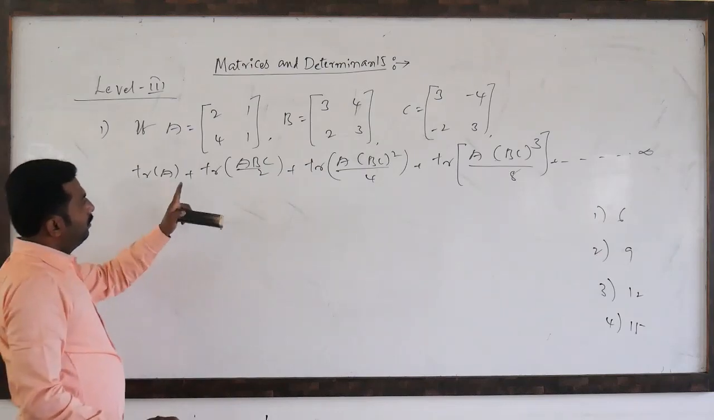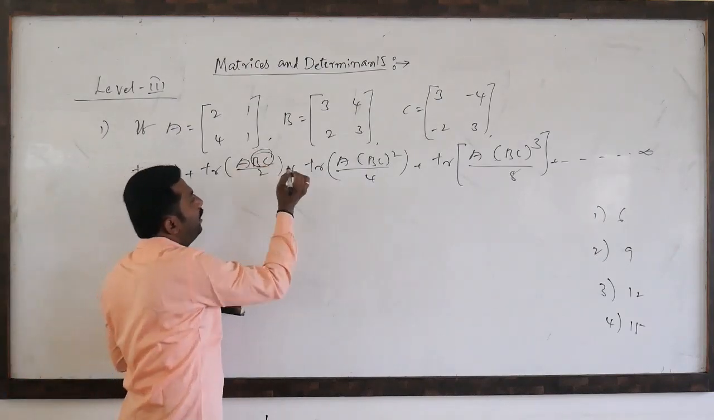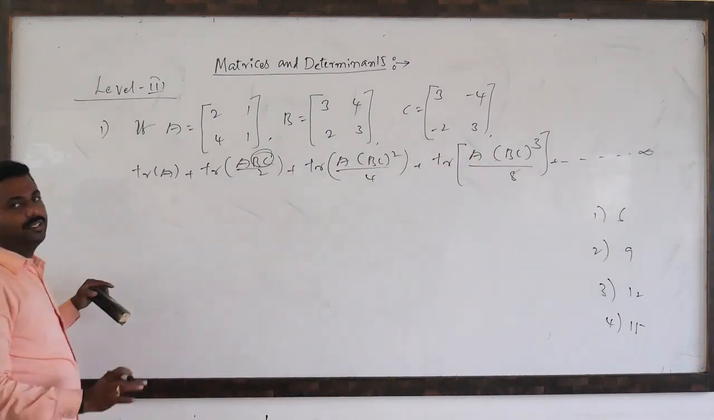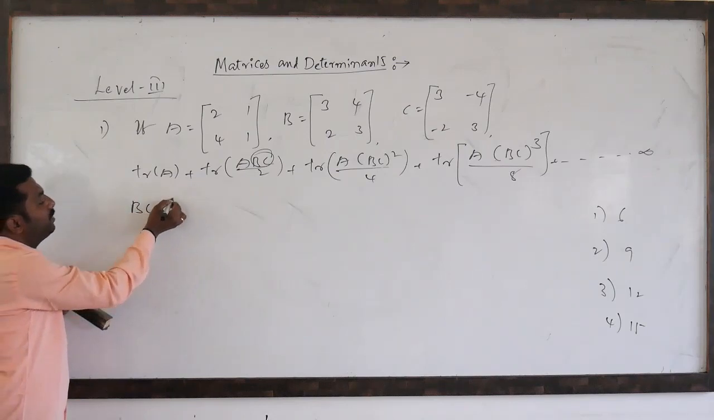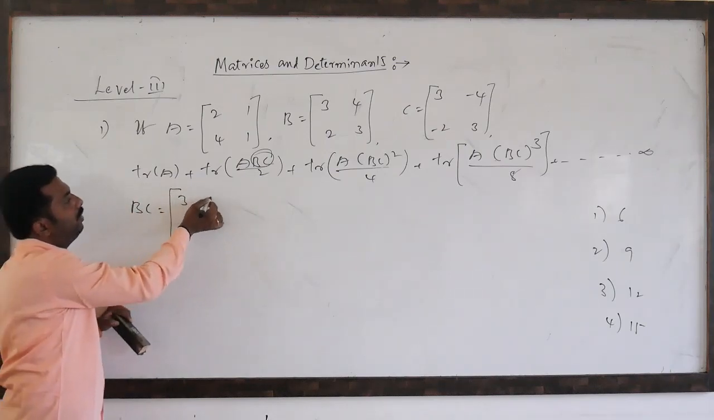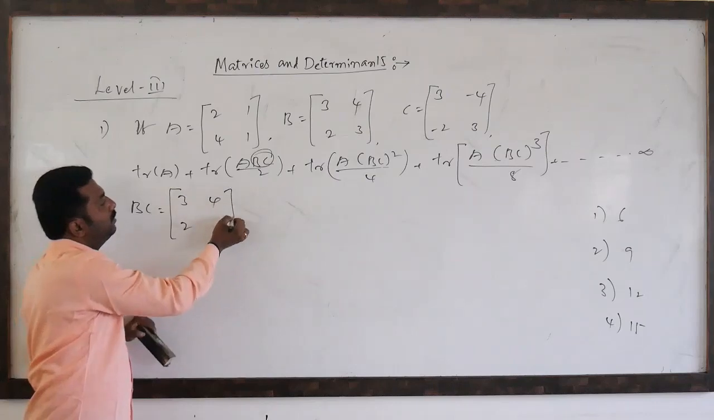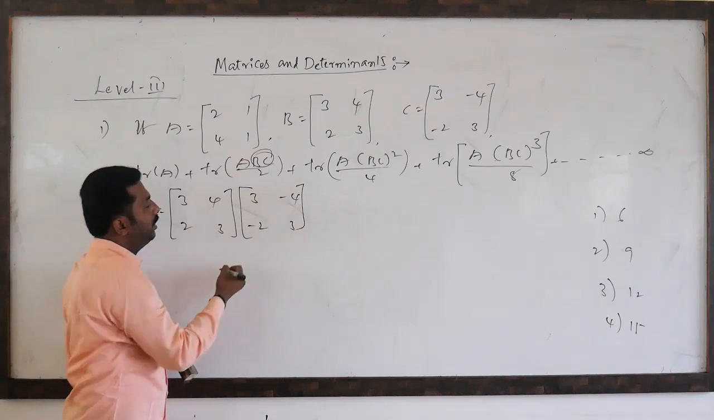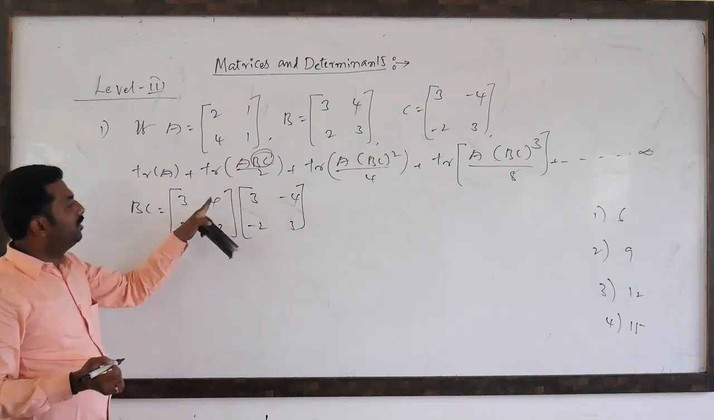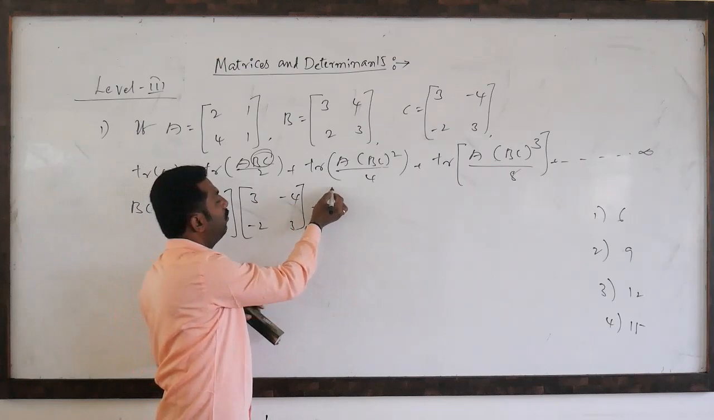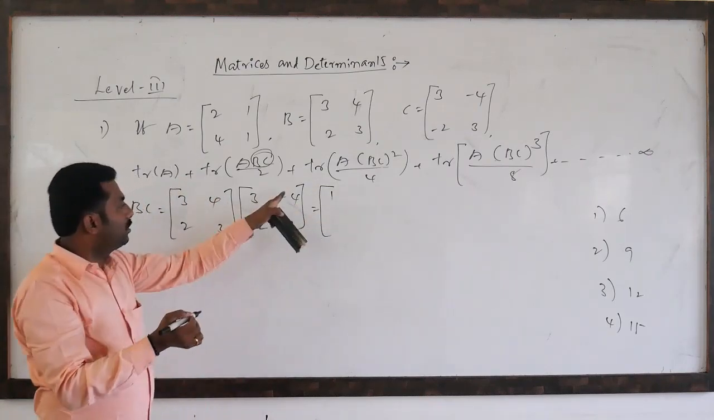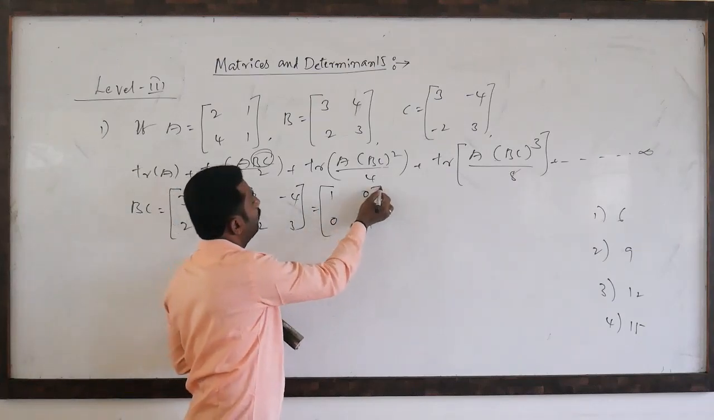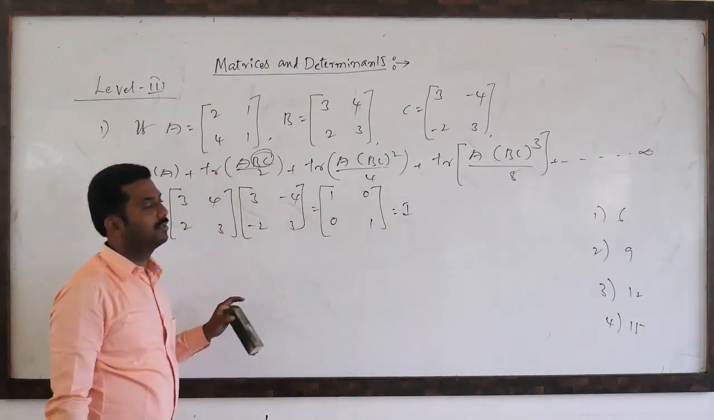So very clear, A here, BC separated, here also BC whole square, BC whole cube. So the BC separating term is there. Now we calculate what is BC. B means [3, 4; 2, 3], C means [3, -4; -2, 3]. So row column multiply means 9 minus 8, nothing but 1. Row second column means minus 12 plus 12 means 0, 0, 1, nothing but the identity matrix.